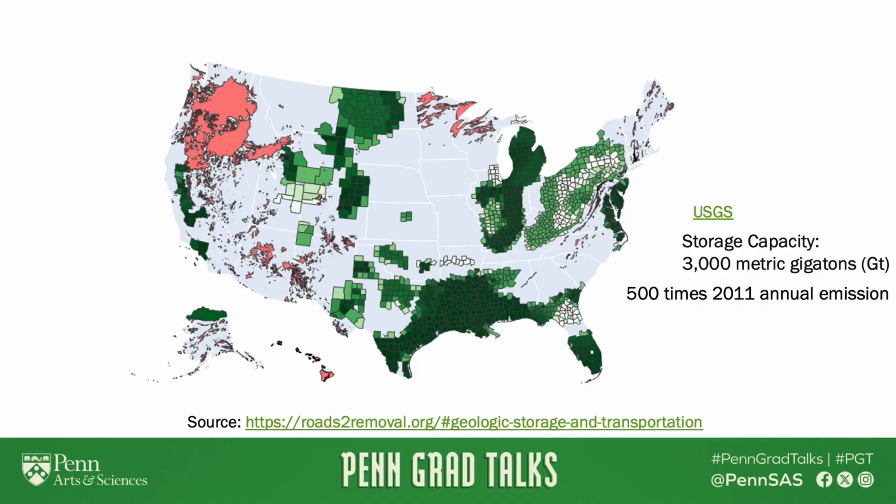One of the reasons I'm saying that CCS is particularly promising in the US is that there is a huge amount of storage sites available in the United States. Look at this map. The green and red regions all indicate the available sites for carbon storage. And this is massive. The United States Geological Survey says that the carbon storage capacity in the US is approximately 3,000 metric gigatons. That's equivalent to 500 times the 2011 annual emission in the US. So the US could really be the leader of carbon management in the world.